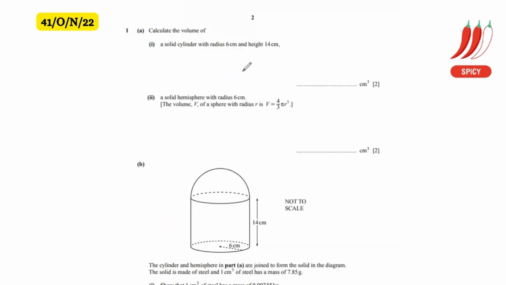Question 1A says, calculate the volume of a solid cylinder with radius 6 centimeters and height 14 centimeters. So volume would be pi r squared h, pi times 6 squared times 14. That gives us 1583.36 centimeters cubed.